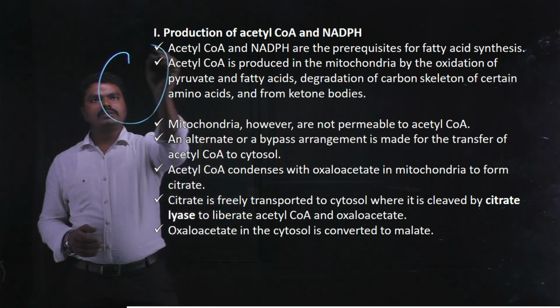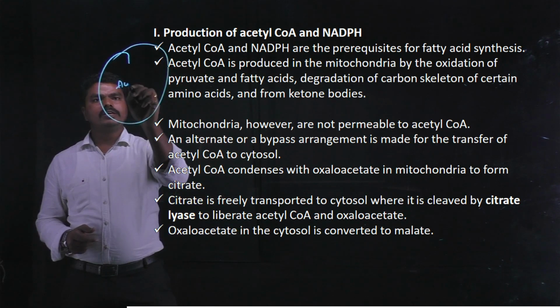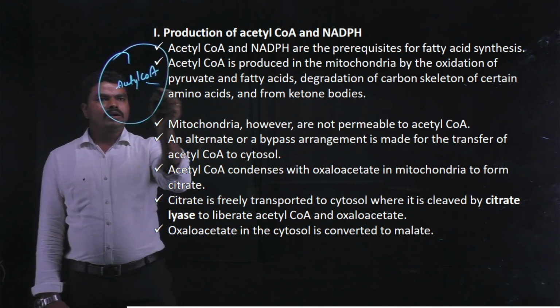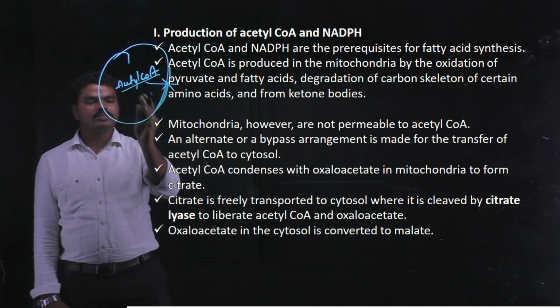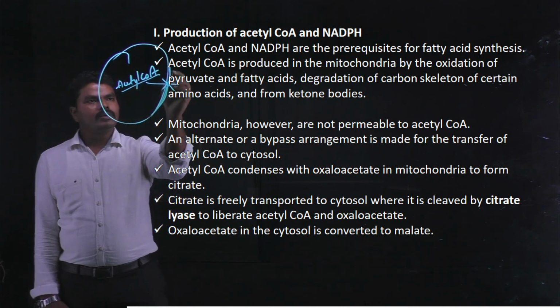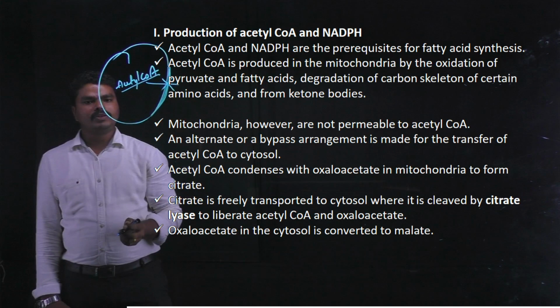So consider this one as the mitochondria. In that, acetyl-CoA is produced, but it is not permeable. The membrane of the mitochondria is not permeable for the acetyl-CoA. That means it is not crossing the membrane of the mitochondria.